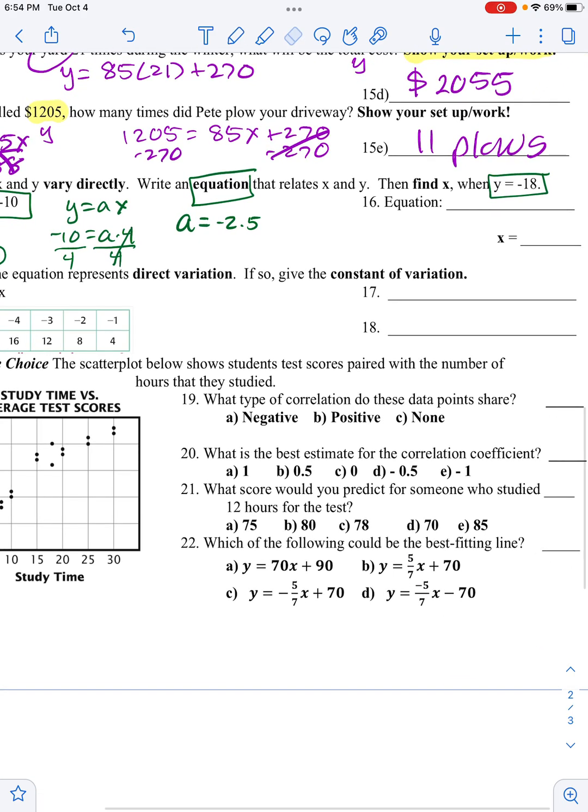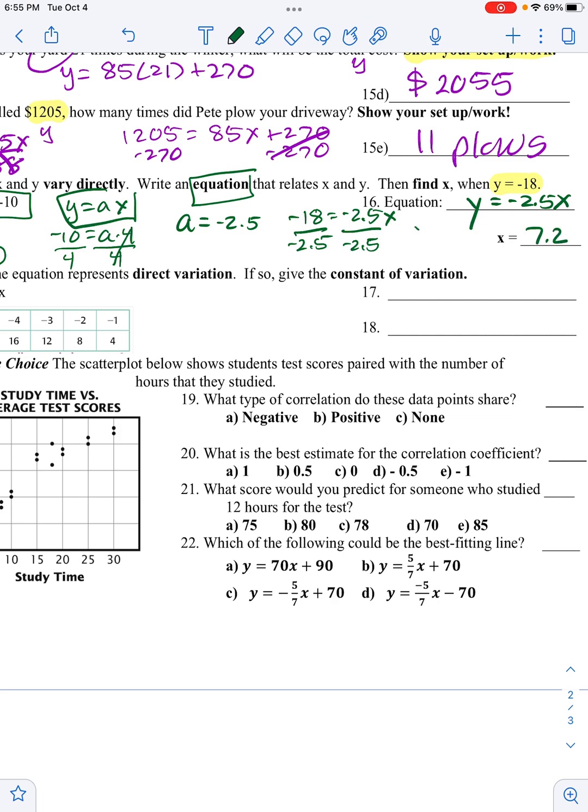It wants an equation. So what you're doing is you're taking this generic equation and you're rewriting it with your a value in place. And now you use that to find whatever they give you. And in this case, not always, but in this case, they gave you that the negative 18 goes in for y, which is always kind of tricky because we're so used to plugging things in for x. So to find x, which is what it's asking for, I'm going to divide out that negative 2.5 from the negative 18, and I get 7.2.